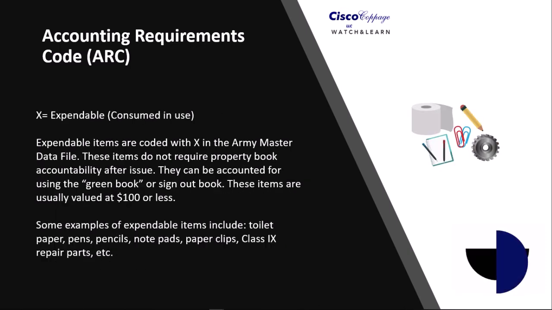Expendable items are consumed in use. Expendable items are coded with an X in the Army Master Data File. These items do not require property book accountability after issue. They can be accounted for using the Green Book or Sign-Out Book. These items are also usually valued at $100 or less. Some examples of expendable items include toilet paper, pens, pencils, notepads, paper clips, Class 9 repair parts, etc.